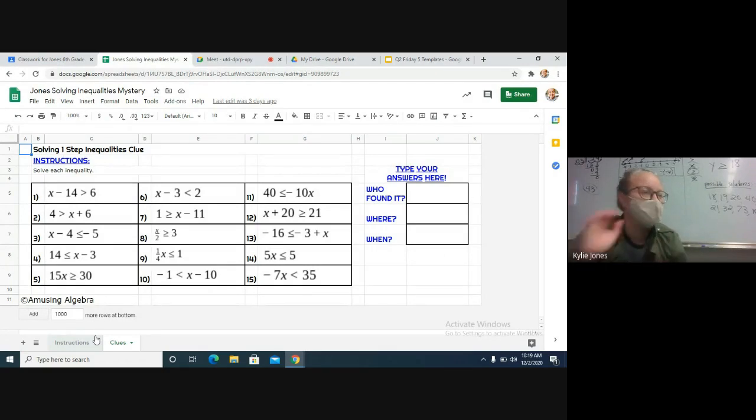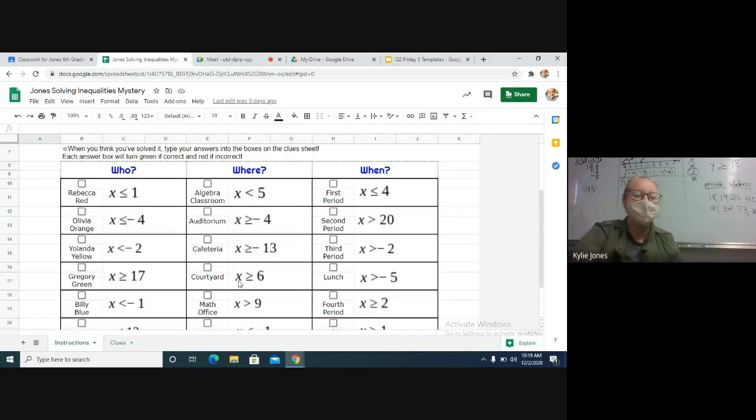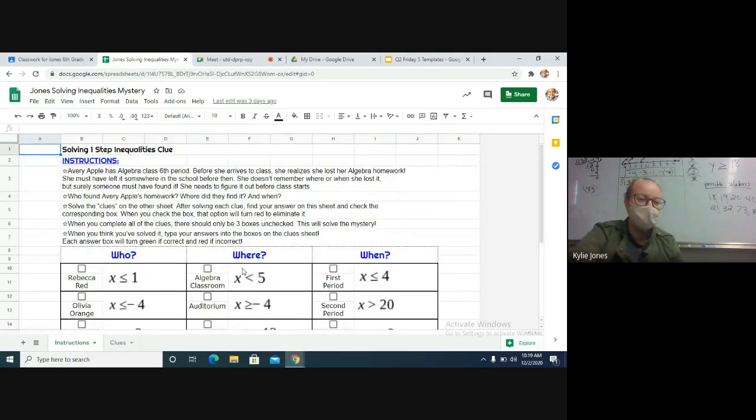Okay? So the ones that say clues are the things that we are going to solve. Once we solve them, we'll be able to do the stuff on the instructions page. But let's go back and read the instructions. I just want to show you that there's two sheets, right? So let's read the instructions and talk about what we're doing here.